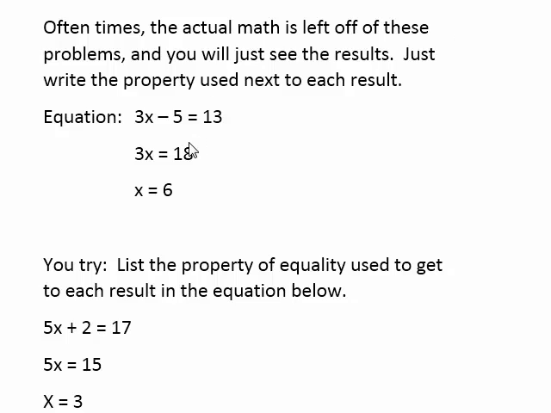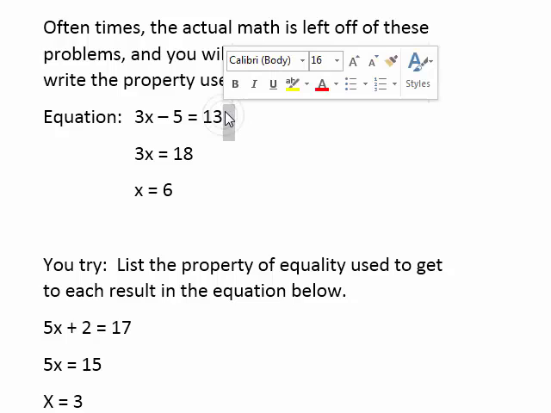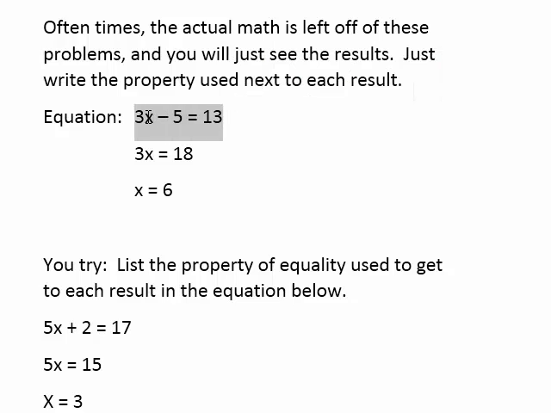Now we're going to get to an example for you to work, but before we do, I'd like to make a note that oftentimes the actual math is left off of these problems and you will see just the results. So to work these problems, you would just write the property that you used next to each of the results. So for example, to get from this step to the step below, we would have had to add 5 to both sides, in which case we would be using the addition property of equality.